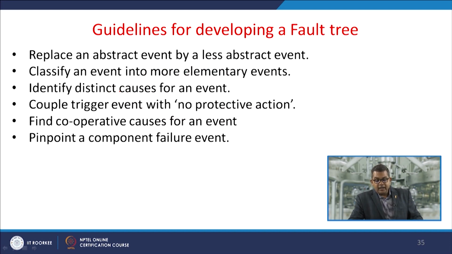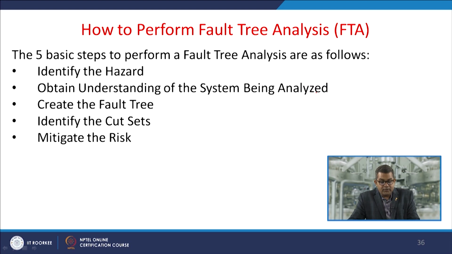So, there are guidelines for developing fault tree analysis. You must replace an abstract event by a less abstract event. Classify an event into more elementary events. You need to identify the distinct causes for an event, and couple trigger events with no protective action. You need to find the cooperative causes for an event and pinpoint a component failure event. So, these are certain guidelines for the development of a fault tree.